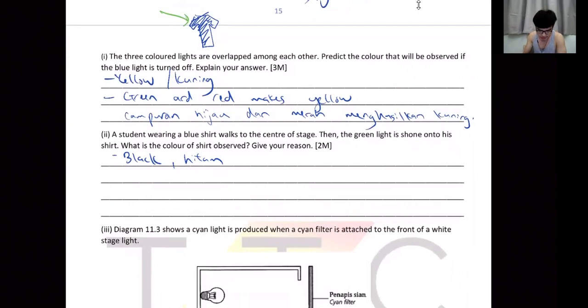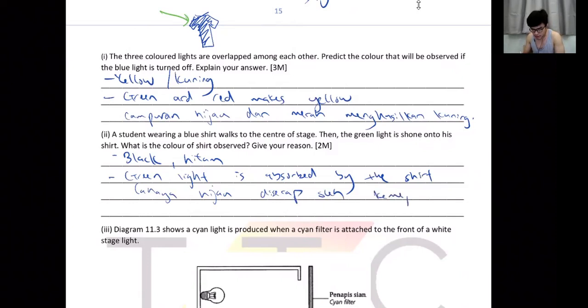So give your reason. So green light is absorbed by the shirt. Okay, cahaya hijau diserap oleh kemeja tersebut. Kemeja is the shirt lah.